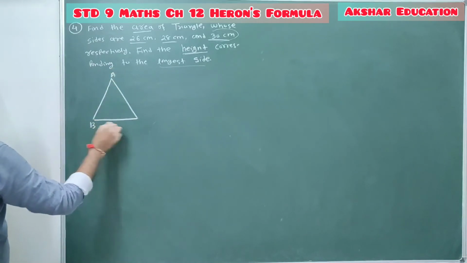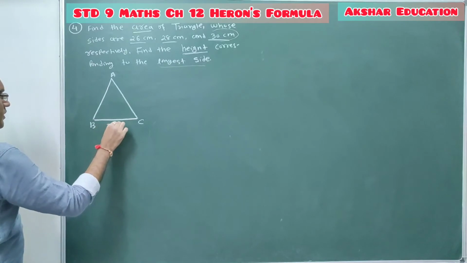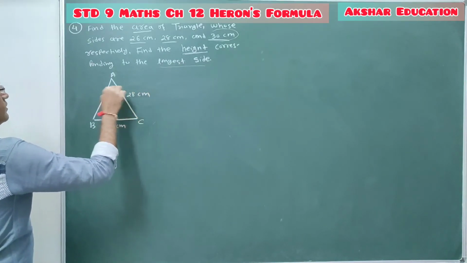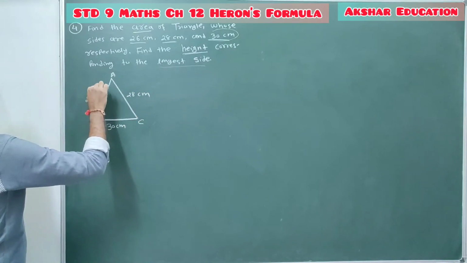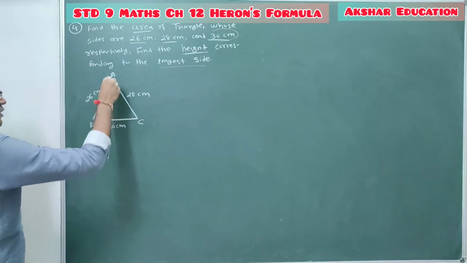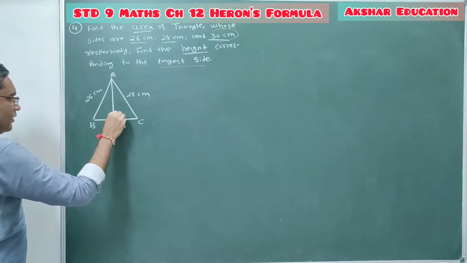This is triangle ABC, and suppose BC is the longest side. This is 30 centimeter and the remaining two sides are 28 centimeter and 26 centimeter. So first you have to find the area of this triangle, then you have to find the height of this triangle. That means you have to draw one perpendicular on the longest side.